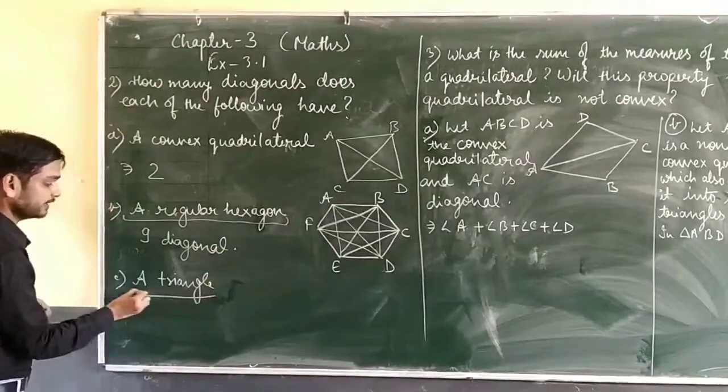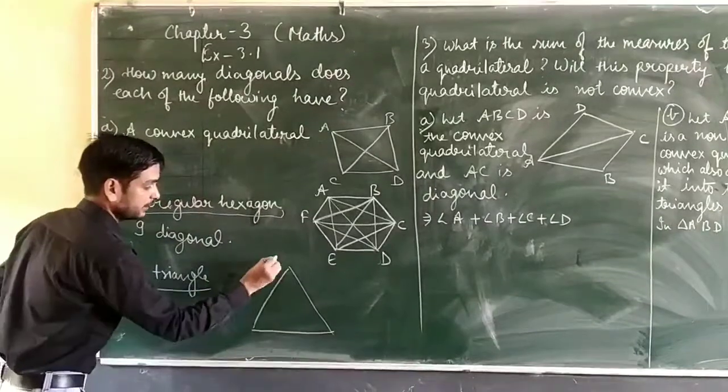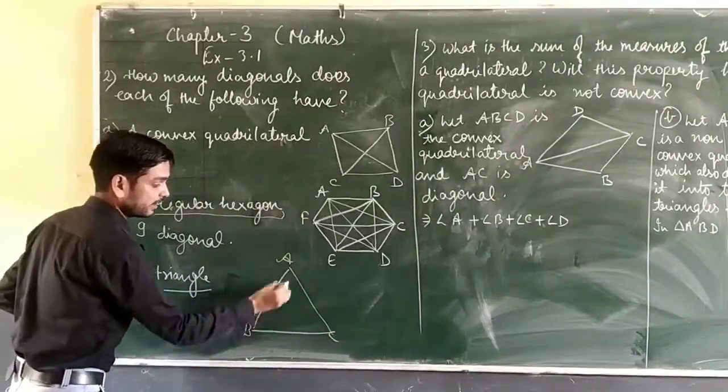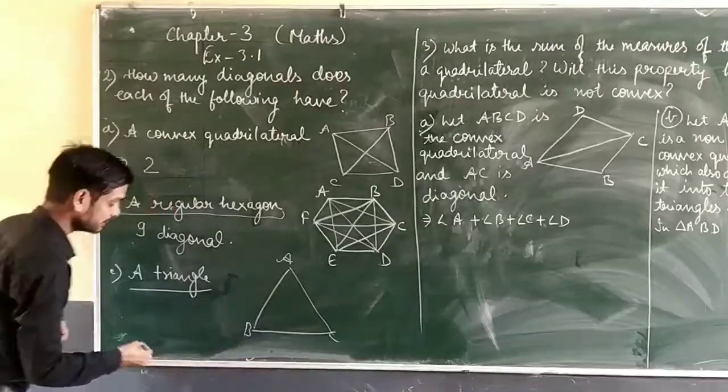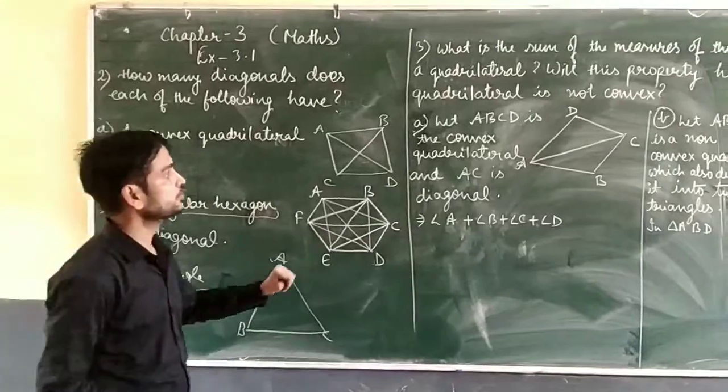Let's move on to the triangle. Triangle, you know about the figure of the triangle. In the triangle, we can't make any diagonal. That means answer is no diagonal. Let's see the question number 3.